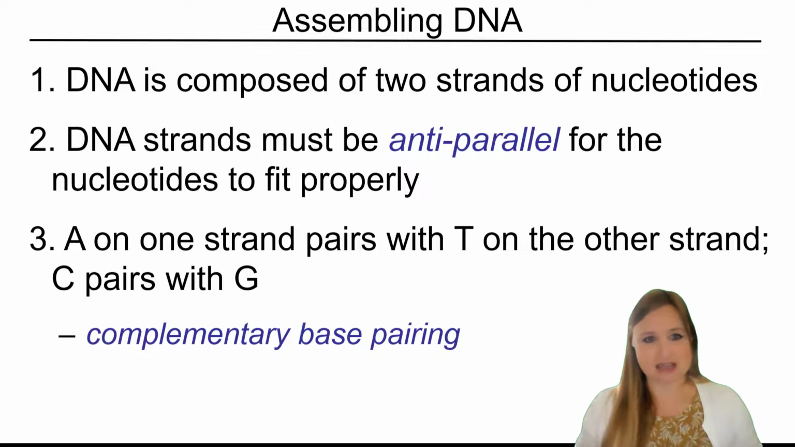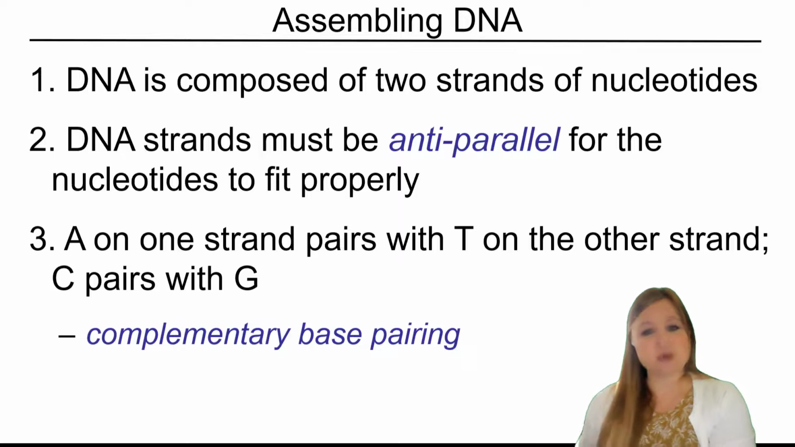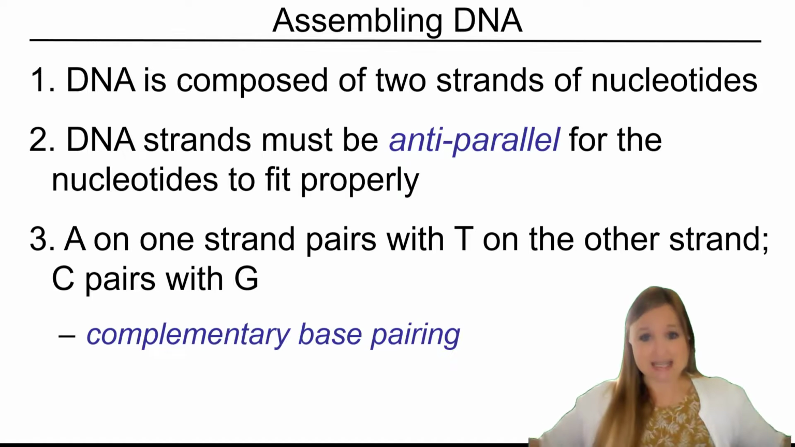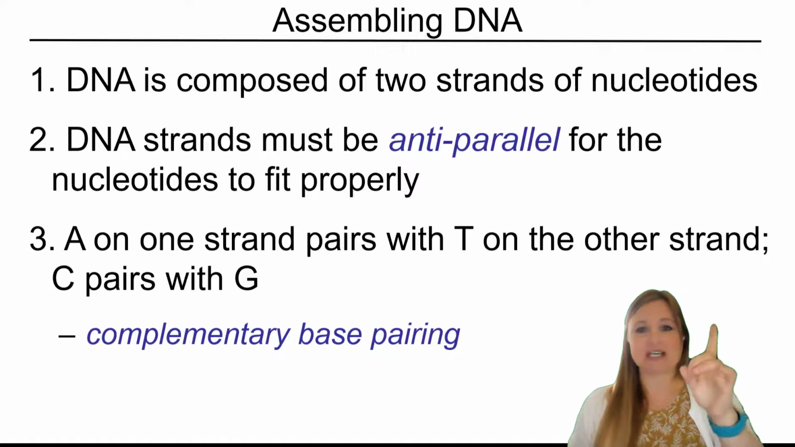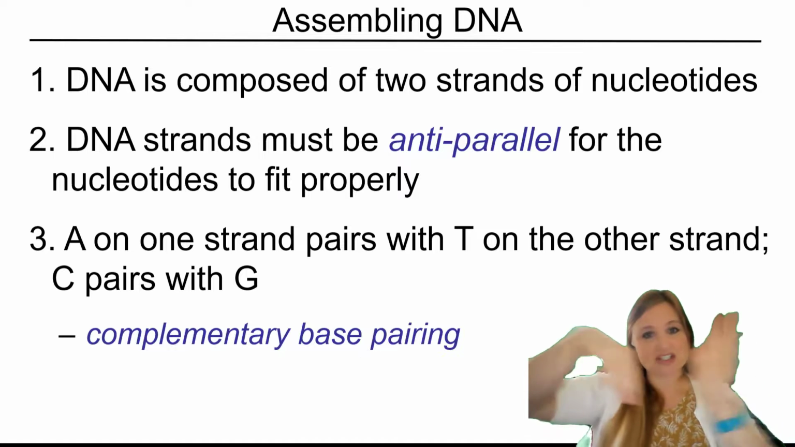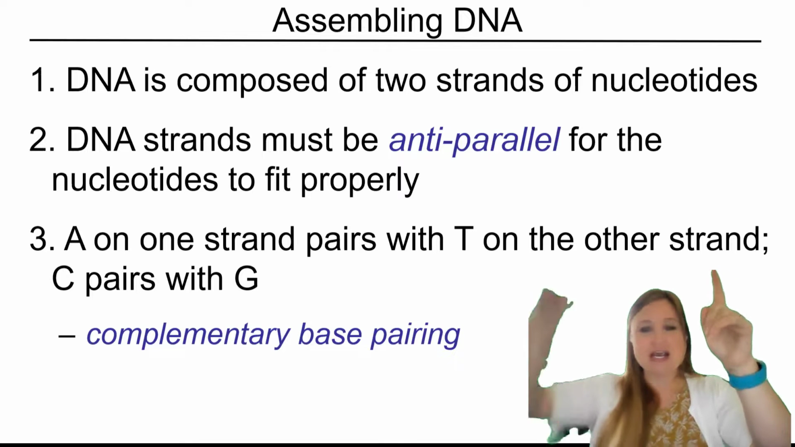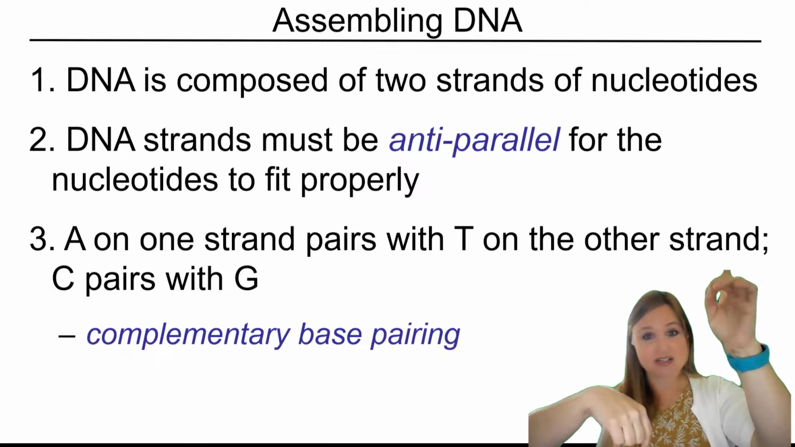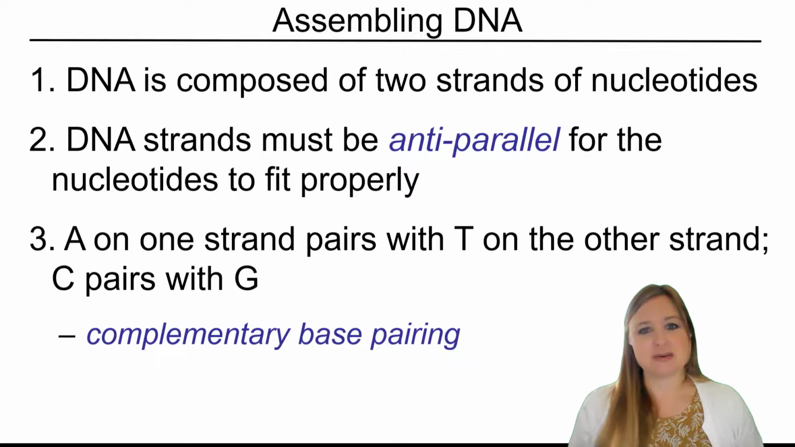Okay, so bringing it all together, we know that to assemble DNA, that DNA is composed of two strands of nucleotides. The nucleic acid, deoxyribonucleic acid, is made up of nucleotides bonded together. And not just one strand of nucleotides, but two strands. Now, they are parallel to each other, except one's going one direction, one's going the opposite direction. So they're actually anti-parallel. When one strand's going one direction, the other strand is going in the opposite direction. So they're still at a set distance apart from each other, but they're going in opposite directions.